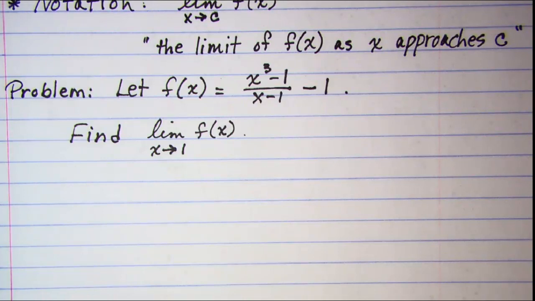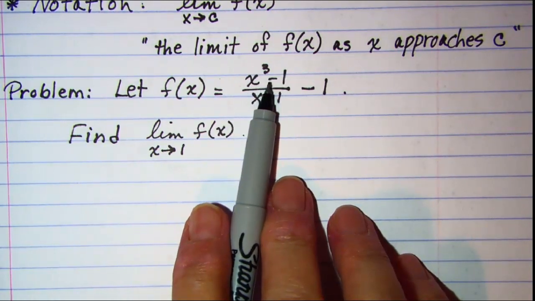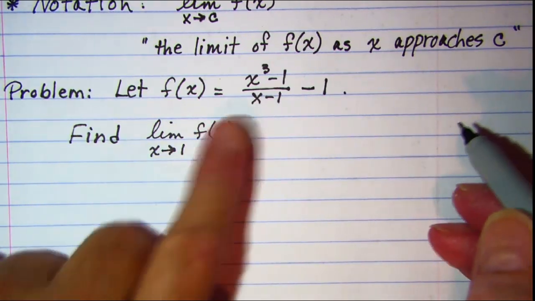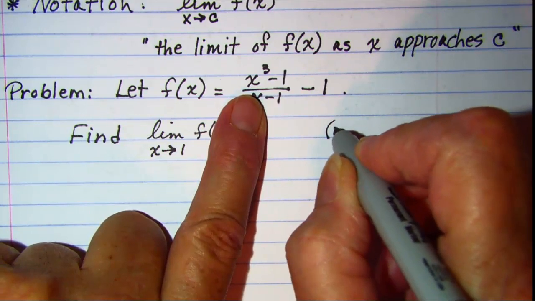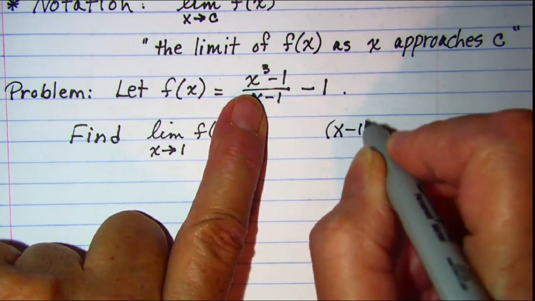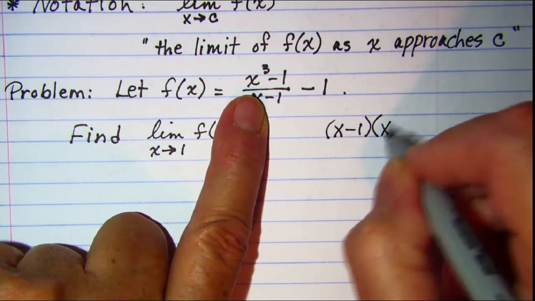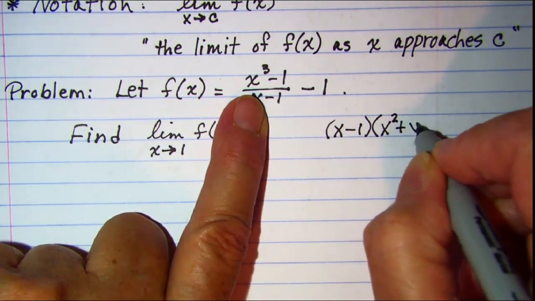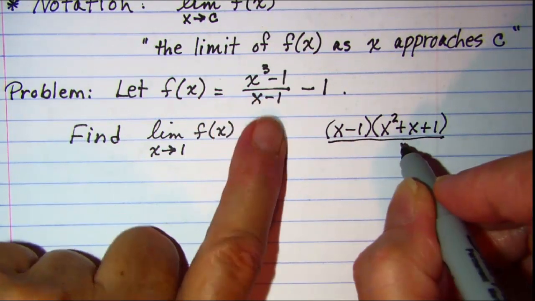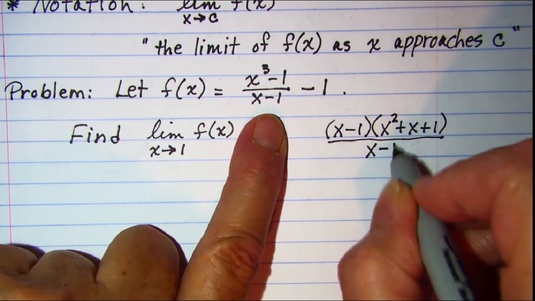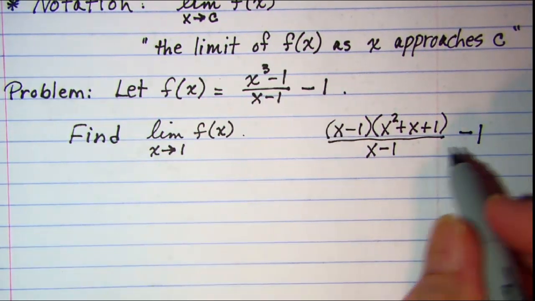What we'll have to do is, we can see that this is the difference of cubes. So let's write that as the factored form. So it'd be x minus 1, and then the trinomial x squared plus x plus 1, over x minus 1 in the denominator, and then minus 1 out here to the side.